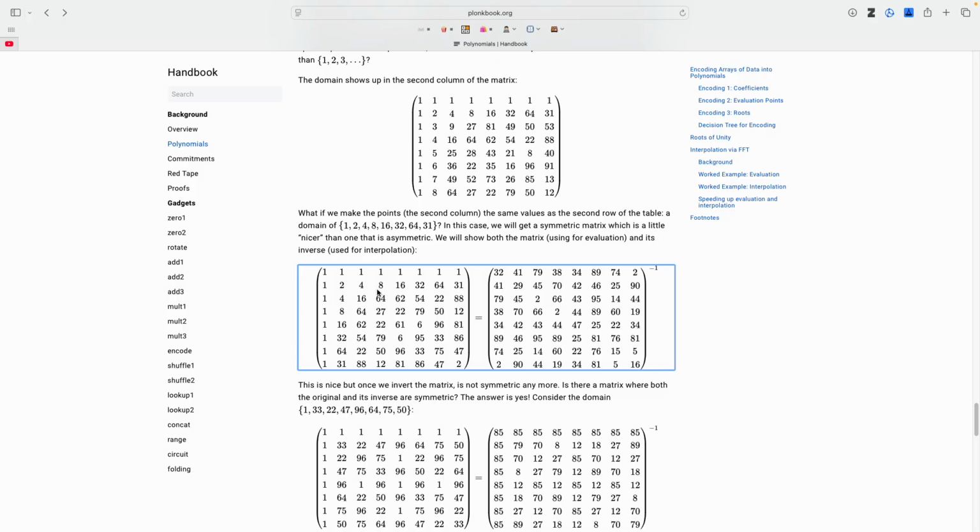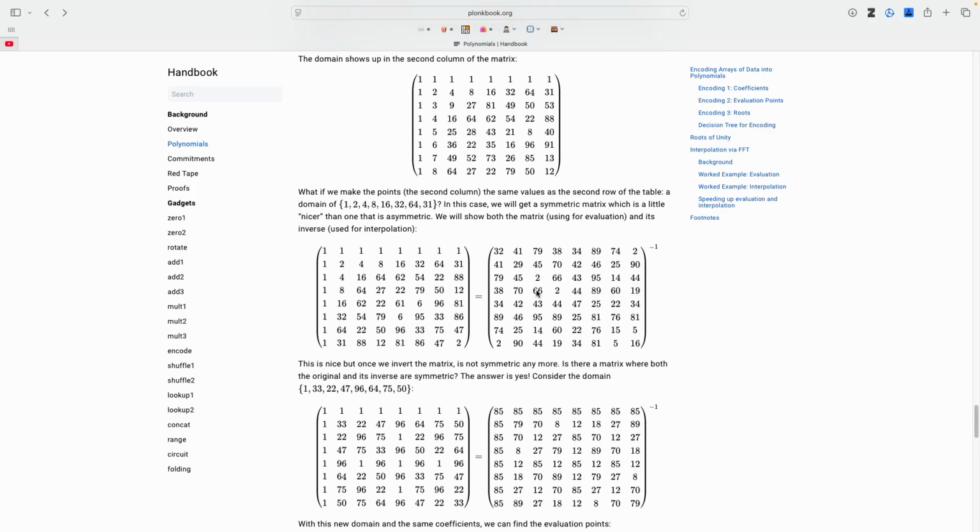okay? Then if I want to go in the opposite direction for interpolation, I have to invert this matrix. So this is the inversion of that matrix. So this inverted is the same as this. Is there any structure in the inverted matrix? Okay, it also is symmetric as well. Okay. All right. So this is nicer than the other one.